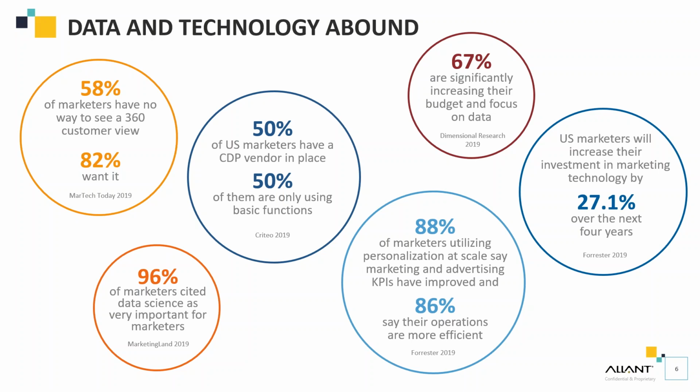Switching gears just a little before we dive deeper into how to gather all that information, just some information about the brand. As shown on this slide, 58% of marketers have no way to see a 360-degree view of the customer. While 88% of marketers who are utilizing personalization are seeing improvement in KPIs for both marketing and operations. I like the 67% of companies are increasing significantly their budgets to focus on data, which is important. This shows me that brands realize they need to start spending more money and understanding and identifying where that data is coming from.